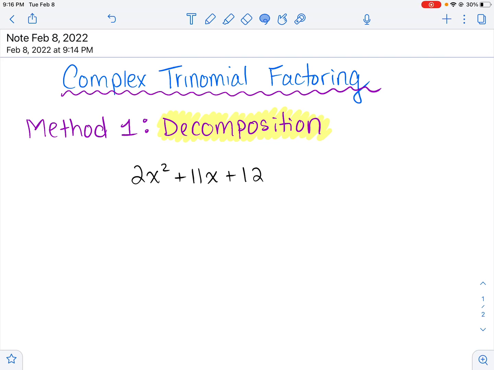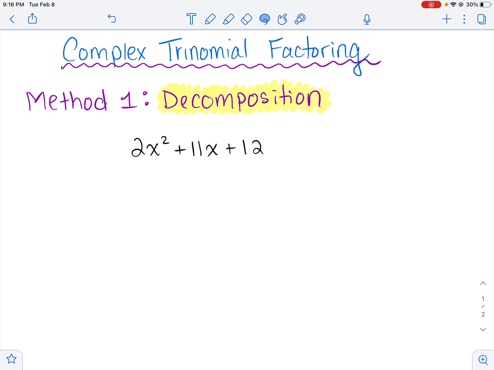All right, this is a video on complex trinomial factoring. So we've got a complex trinomial. How do we know it's complex? The coefficient in front of the x squared is a number that's not 1, like 2, 3, 4, 5, negative 2, negative 3. So we know it's complex. We've got a few different methods, and in this video, I'm going to show you decomposition.